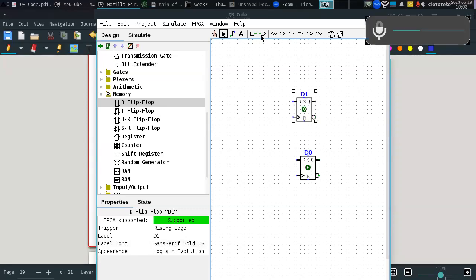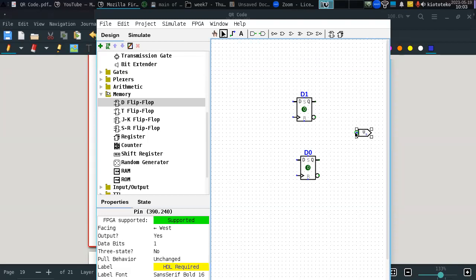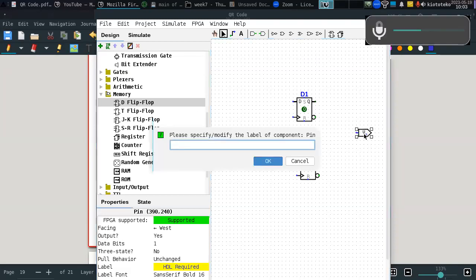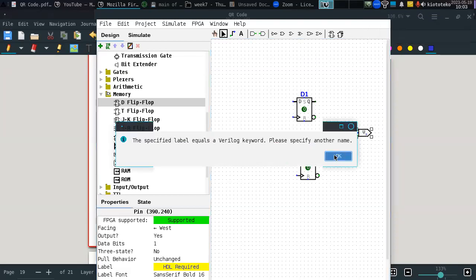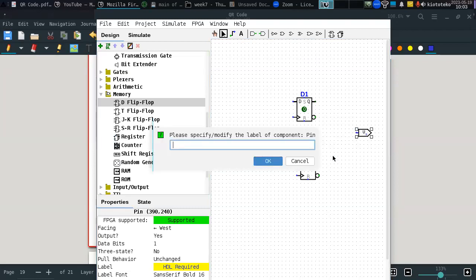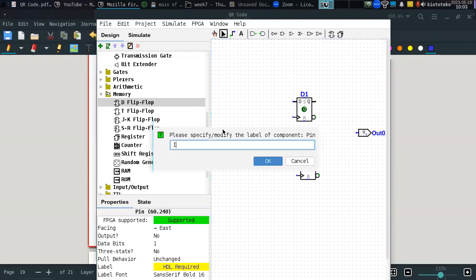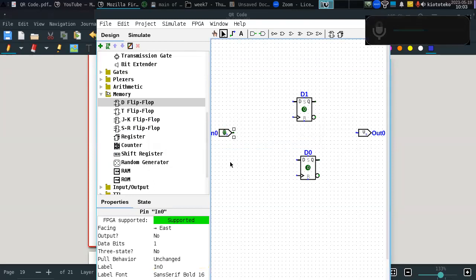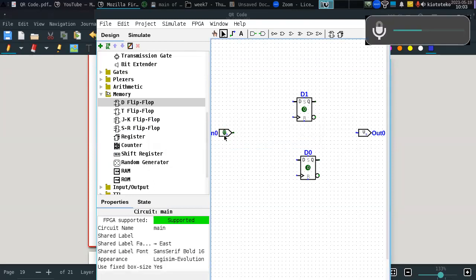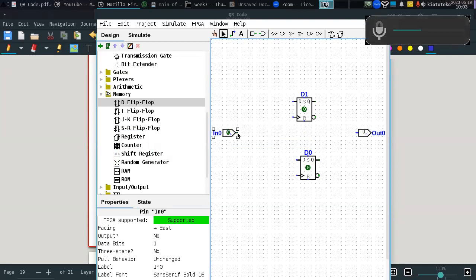And we have a single output. This is our output. Out 0, I guess. And our input. So let's say in 0. So those are our inputs, outputs, flip-flops. But now we need to connect them.